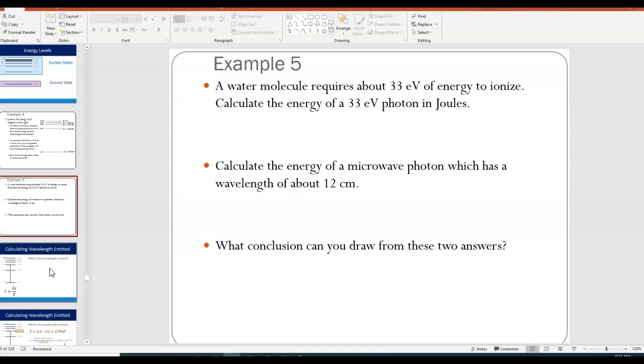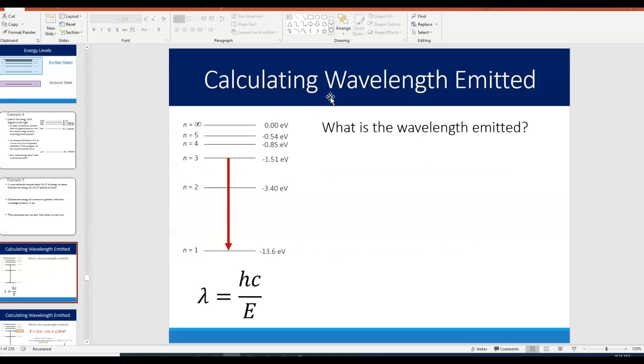Okay, so a couple more examples. This one is showing us an electron transition from n equals 3 to n equals 1, and it says what is the wavelength emitted. Now we did this problem a few minutes ago, so I'm just going to put the work up on the screen and let you check it on your own. But of course, the energy of this photon is going to be equal to the difference between these two energy levels. We did that calculation a few minutes ago.